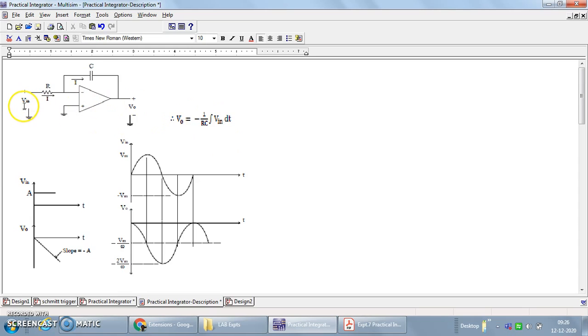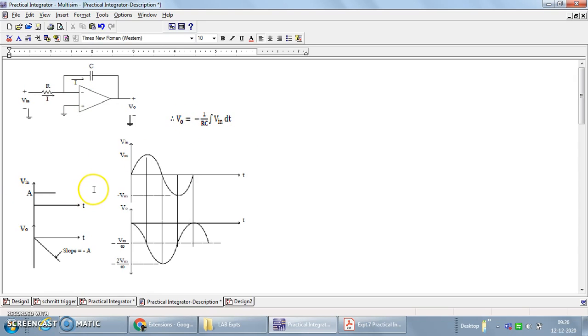If I call this the input voltage signal and we are measuring the output voltage here, then the output voltage becomes the integration of the input voltage, scaled by a parameter 1 by RC. As the operational amplifier is used in inverting mode, the negative sign appears here.